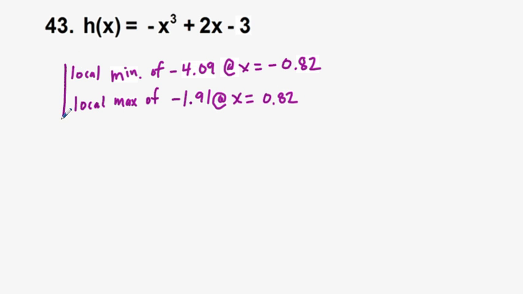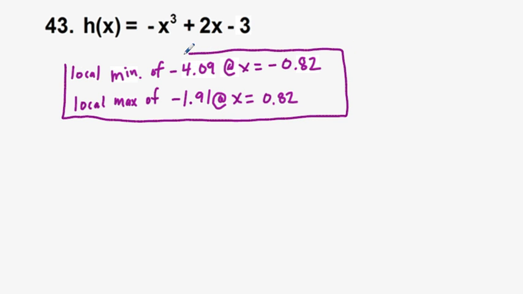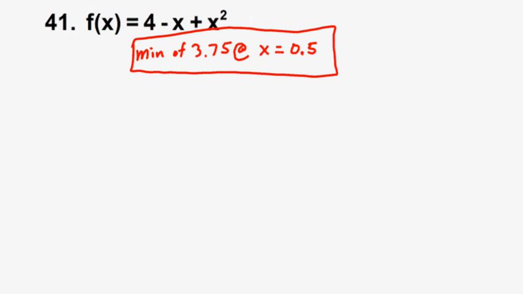So here we have a local minimum and a local maximum. Back to 41. What is this minimum here? Local or absolute? Well, it happens to be absolute, but we can say local. Let's say local and absolute minimum.